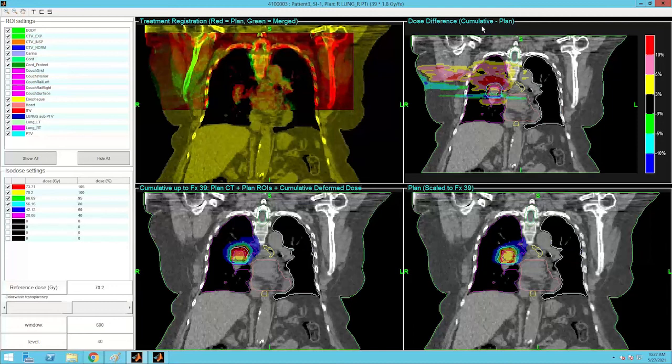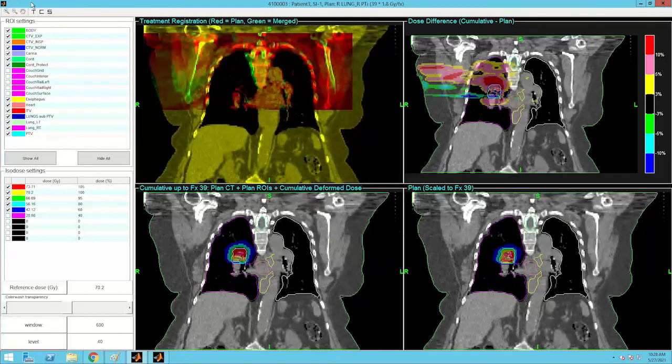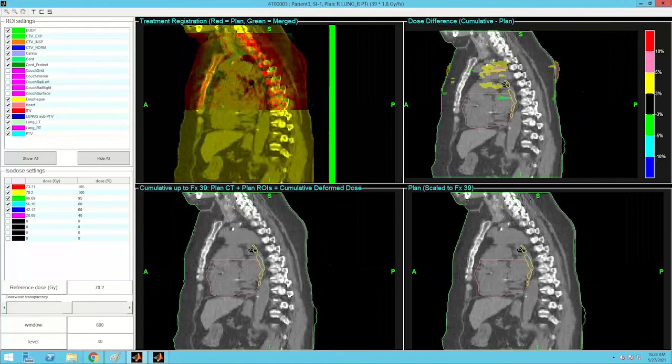cumulative viewer. And so what we're looking at here is in the upper left is the registration between the planned CT and the merged CT. In the upper right, you can see the dose difference between the cumulative dose and the planned dose. In the lower right is the planned CT with the planned dose, and in the lower left is the cumulative deformed dose. And so you can see fairly good agreement. Of course, we can scroll through as desired to look through the plan and look in the different views, the transverse, the coronal, and sagittal.